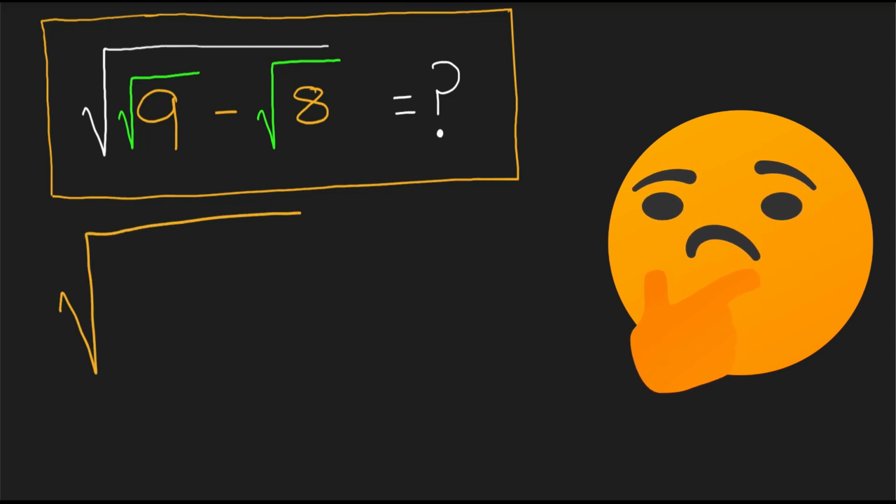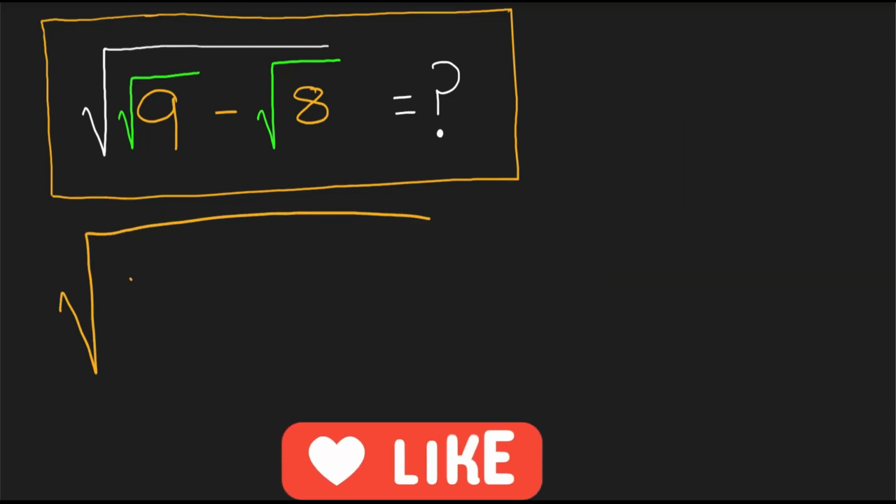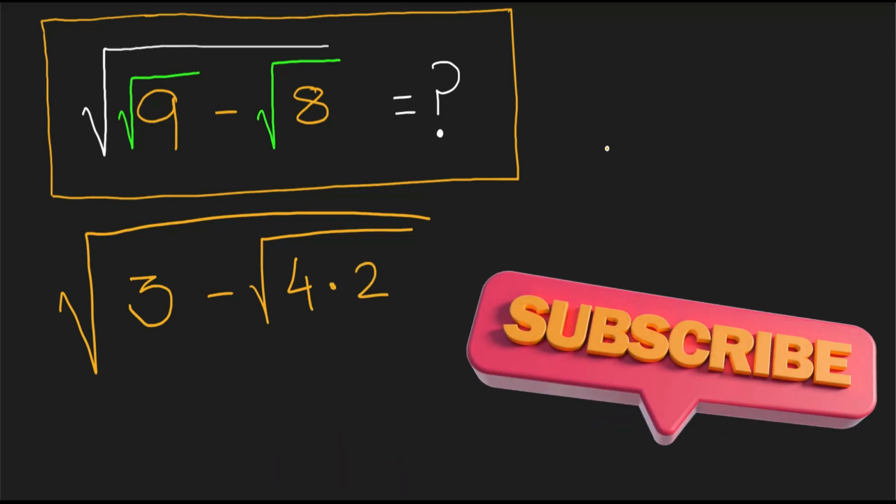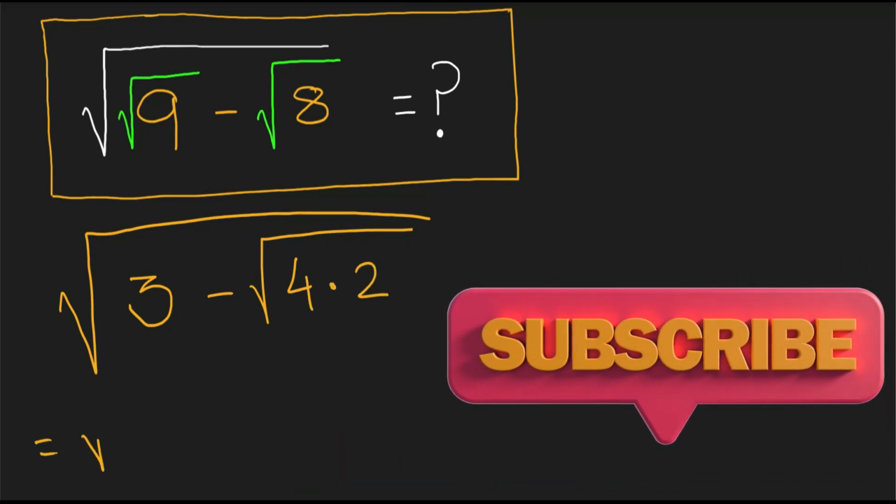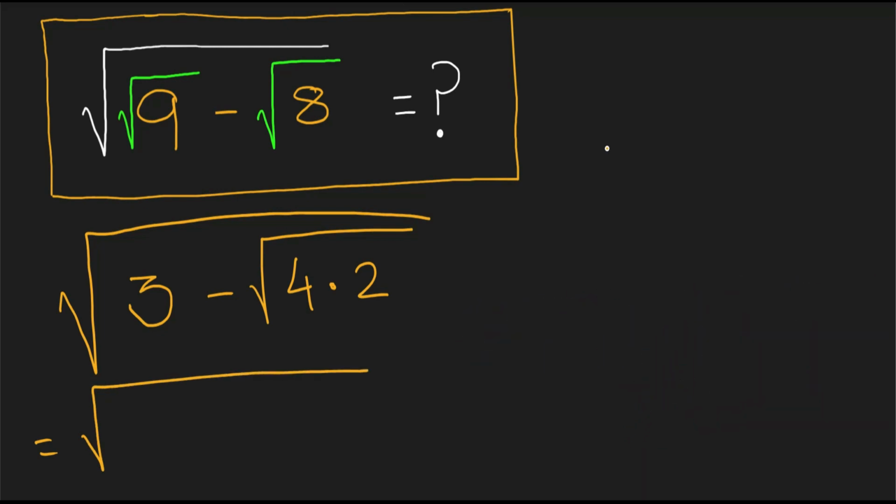As we know, square root of 9 is equal to 3, minus square root of 8, we can write it as 4 into 2. Again we can write this as square root of 3 minus square root of 4, that is 2 into square root of 2. Now we can see this is a number whose square root we need to find out.